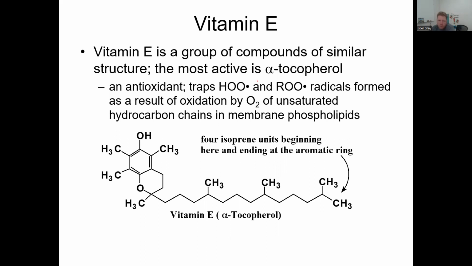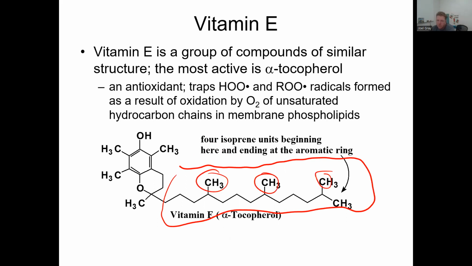What I want you to notice about this is this chain right here. This chain is a hydrocarbon chain, and what you'll notice is 1, 2, and 3 methyl groups coming off of it. These methyl groups are indicators of an isoprene unit, or basically multiple isoprene units assembled to give us these.